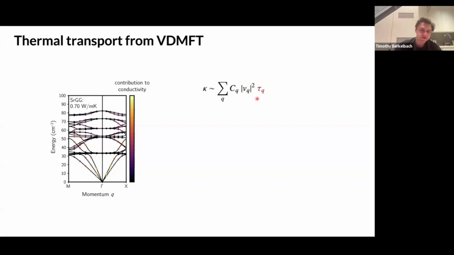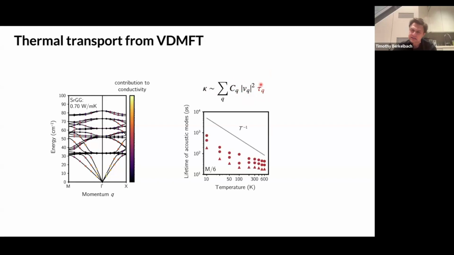And so we find within DMFT that it's mostly the lifetime that affects interesting behavior in the thermal conductivity. In particular, for that strontium-filled Clathrate, if I show you the lifetime of the acoustic modes as a function of temperature, this should be 1 over temperature in perturbation theory. We see that it's indeed 1 over temperature at low temperature, but it flattens to something quite different at high temperature. So this has flavors of resistivity saturation that this community knows well.